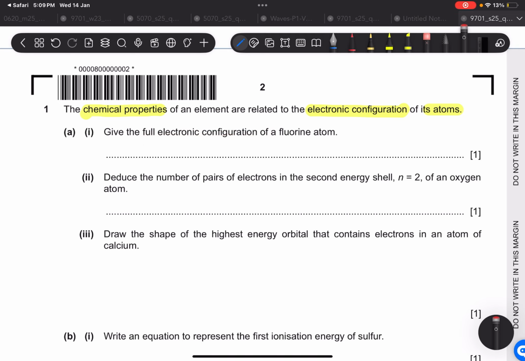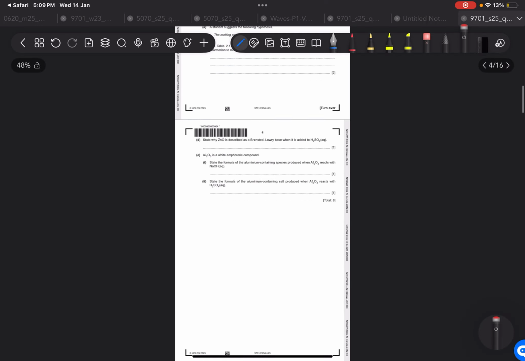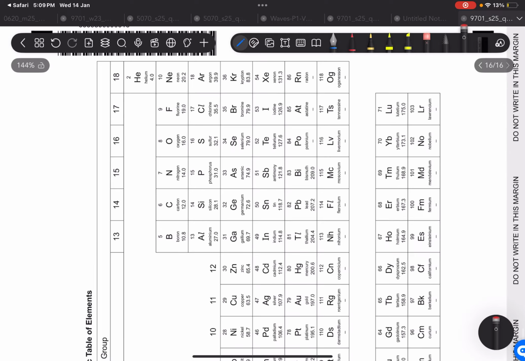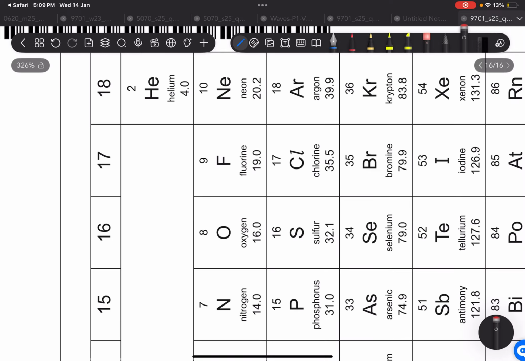To give the full electronic configuration means you cannot use the shorthand like Ar and then 3s2 or 4s2 or something like this. You cannot use this because this is shorthand electronic configuration. Full electronic configuration means you cannot use the noble gas. Going to the periodic table, where is fluorine? This is fluorine.